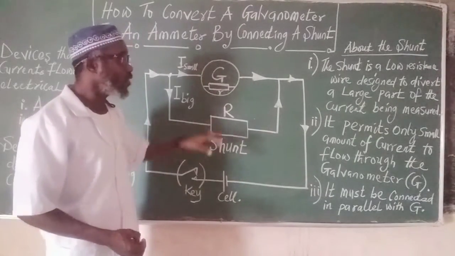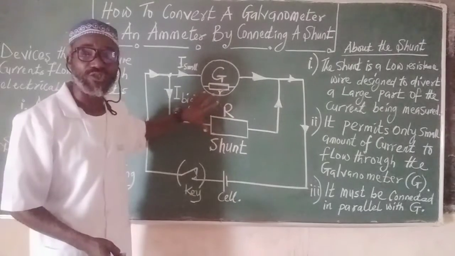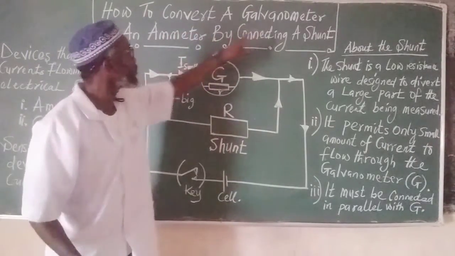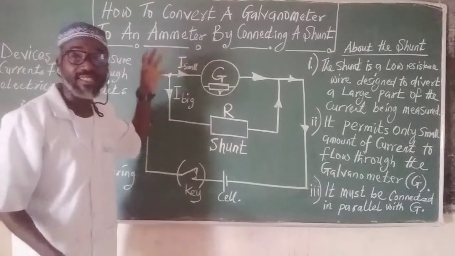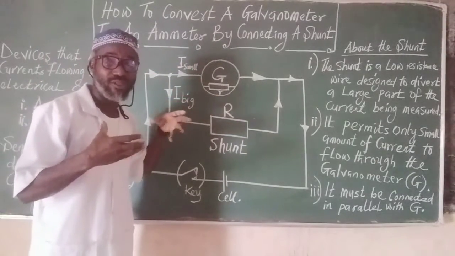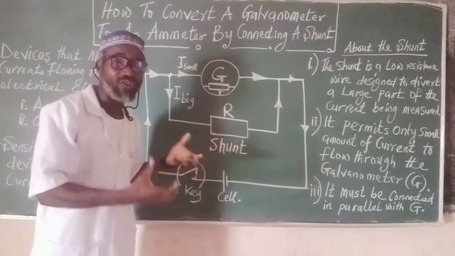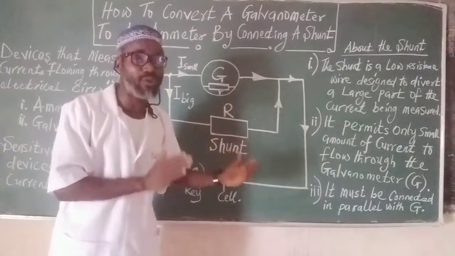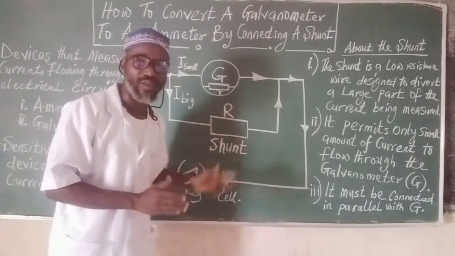Next, we are going to solve a problem that has to do with conversion of a galvanometer to an ammeter. Yes, that's the next class. We are going to learn how a galvanometer can be converted to an ammeter by solving a simple problem that has to do with that.